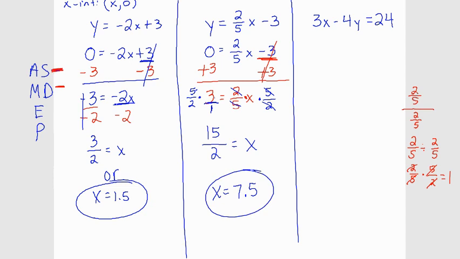Okay, so for the last one, this will look familiar because it was shown in the last video. We know what to do. We're doing the same thing. We're plugging in 0 for y.